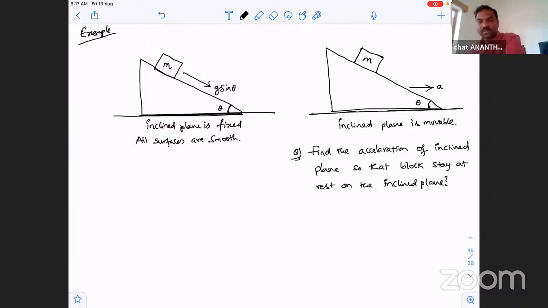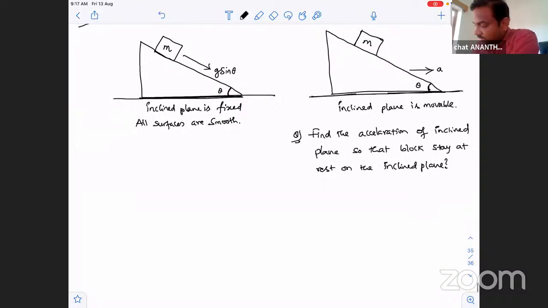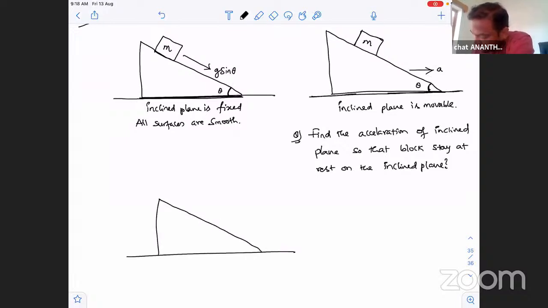See here also, the observer is not given, right? We didn't take any observer. To solve the question, first of all, you have to decide where your observer is. Now the inclined plane is moving with acceleration a. Now the block is staying at rest on the inclined plane. What does it mean? The block is not moving on the inclined plane. But if you see from the ground, the inclined plane is moving, so the block also will move along with the inclined plane, along the horizontal.